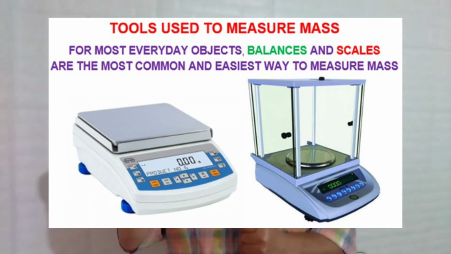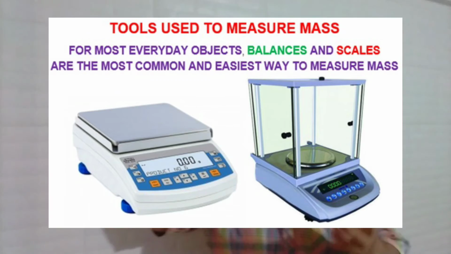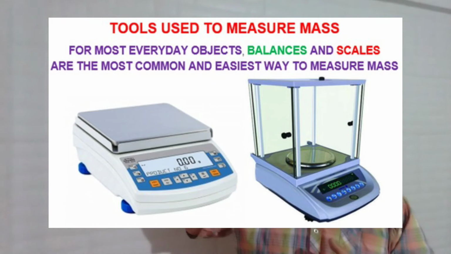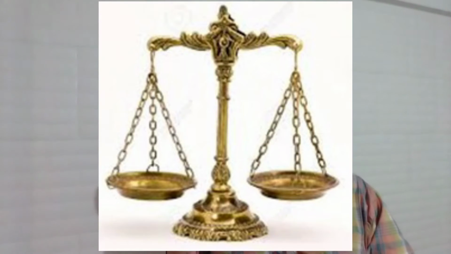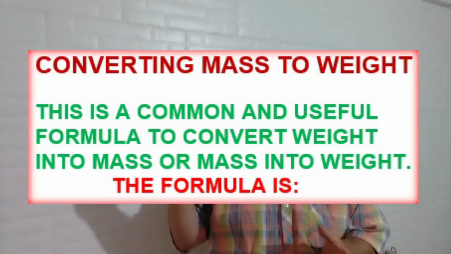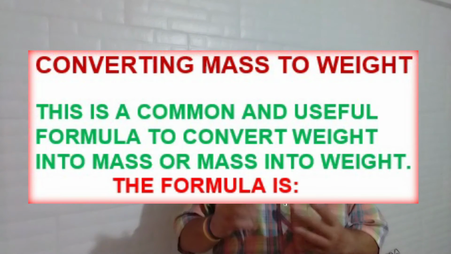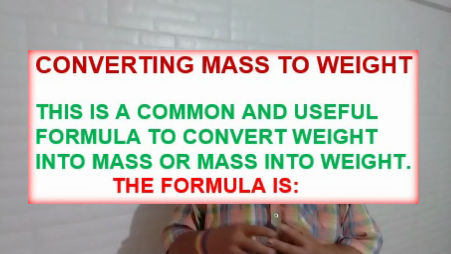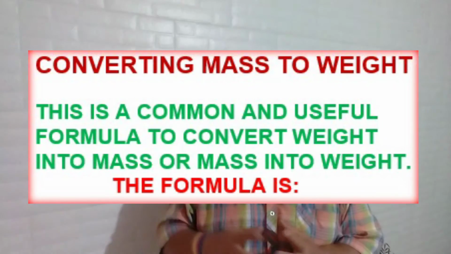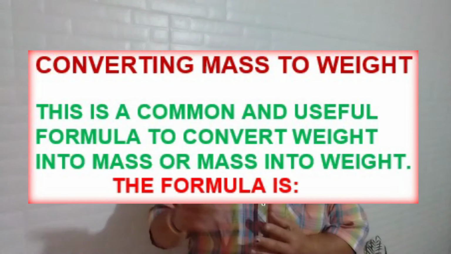Tools used to measure mass. For most everyday objects, balances and scales are the most common and easiest way to measure mass. After this, let's see how we convert mass to weight. Converting mass to weight. This is a common and useful formula to convert weight into mass or mass into weight.